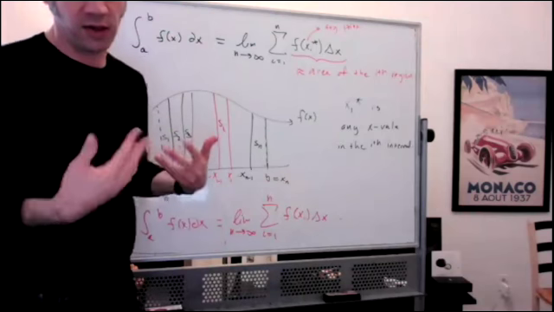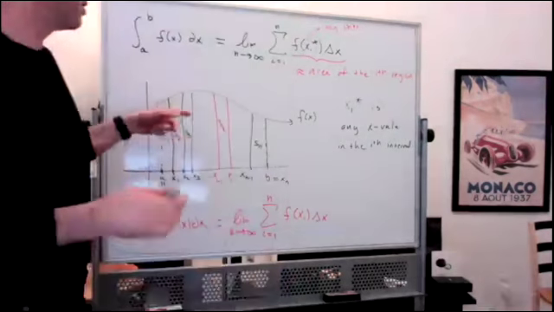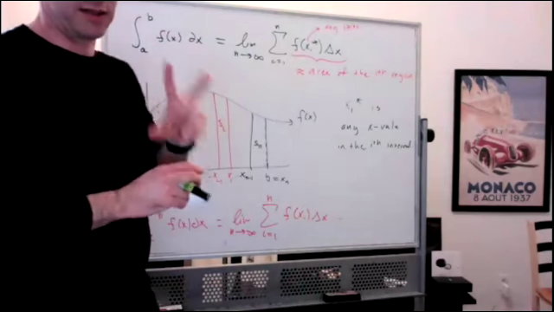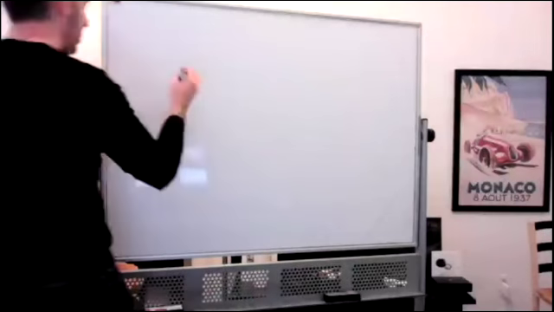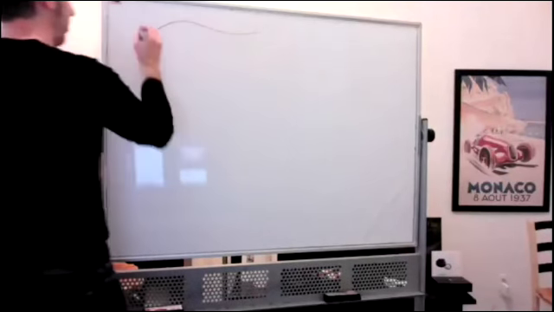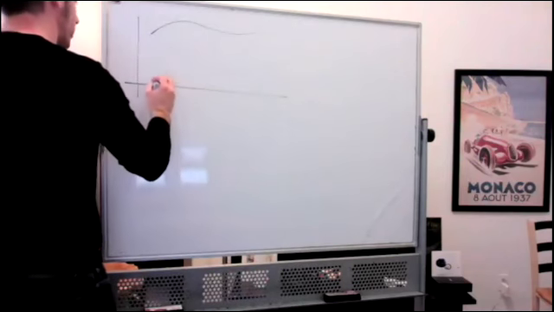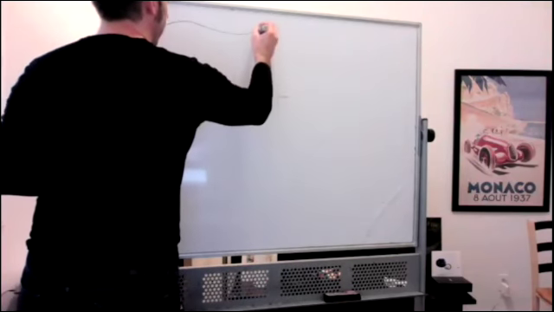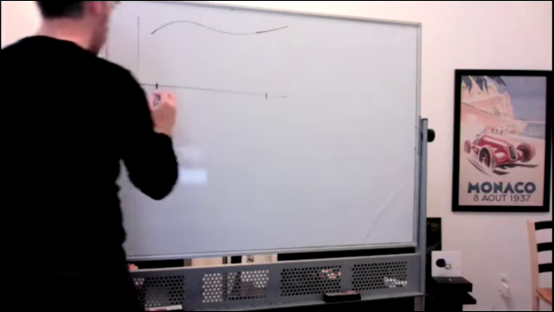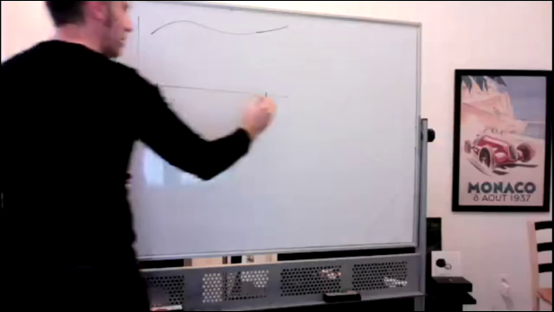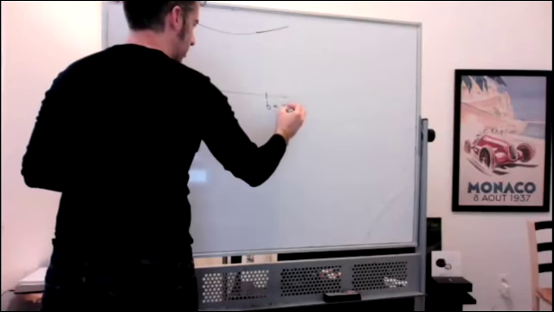The other thing we need is to figure out how we find delta x and how we find x sub i. That's the part I want to spend just a couple minutes on because it's really easy if we take the time to figure it out. So here's my function, which I don't really care about. What I really care about is how I'm breaking this up. So here's my a, which is x sub 0, and here's my b, which is x sub n.